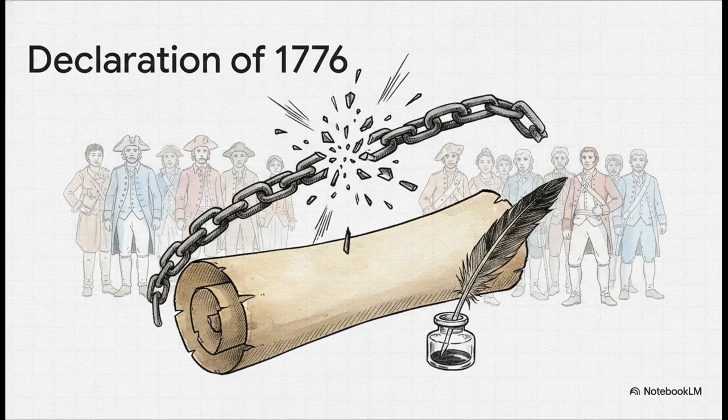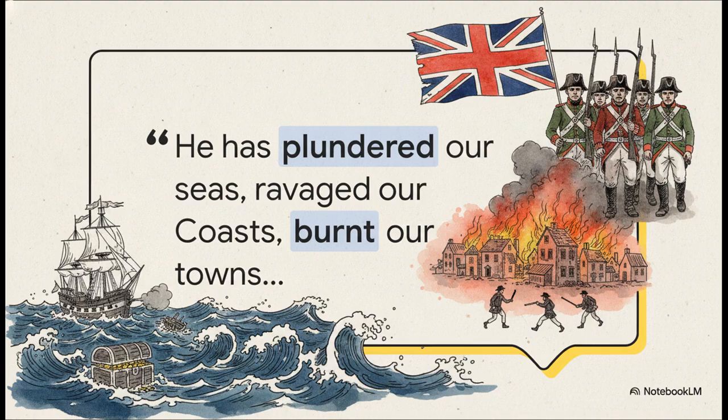But hey, beyond all those soaring high ideals, the Declaration also unleashed some incredibly explicit, severe grievances. They accused the king of plundering their seas, burning their towns, and bringing in armies of foreign mercenaries to, quote, complete the works of death. It really highlights the brutal, physical reality of the war they were fighting. They were literally pledging their lives to take on a massive global empire.